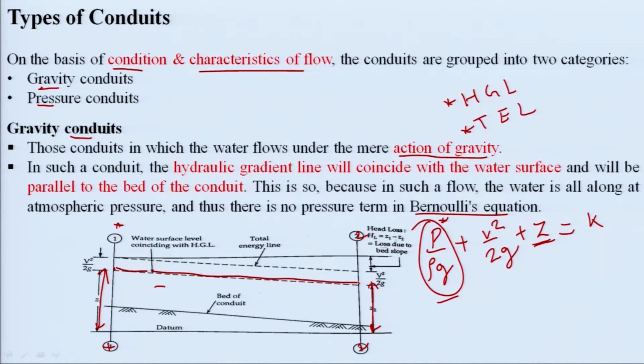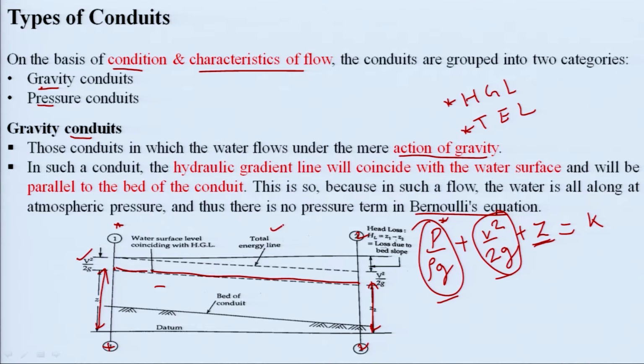And what do we have to add in order to get the total energy line? Simply we have to add velocity head, that is V square by 2 g. By adding velocity head to the hydraulic gradient line we will get the total energy line.